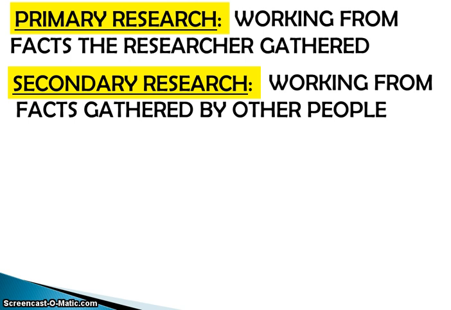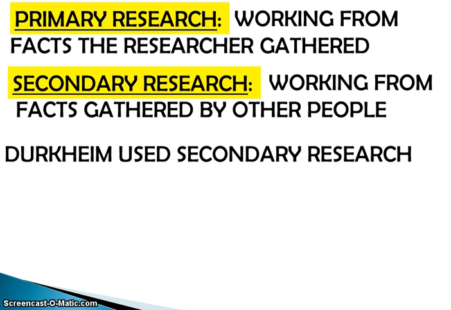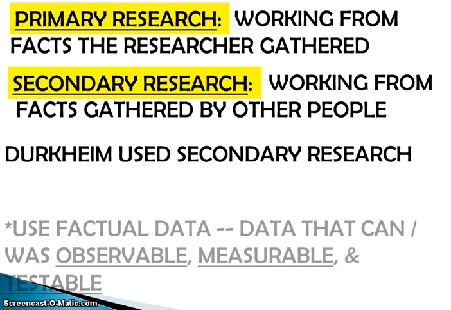Secondary research is gathering facts and research that were already collected by other people. For example, if I wanted to know the average GPA of all the people in this class, I would go to the office, find the GPAs for everyone in this class, and then do an average. So I'm using statistics or numbers that were already gathered and created by the office. And so therefore that's called secondary research. Durkheim used secondary research in his quest to use the scientific method to solve society's problems.